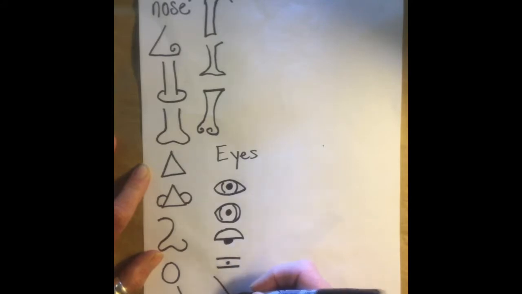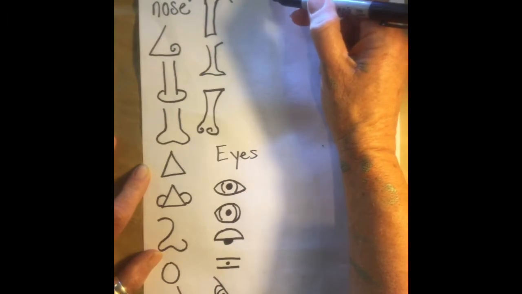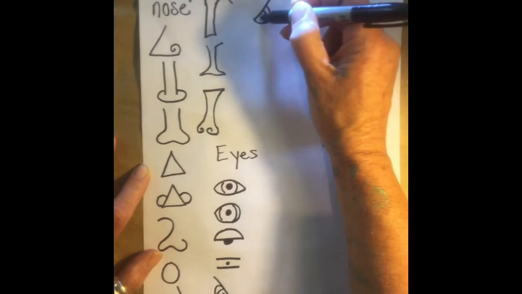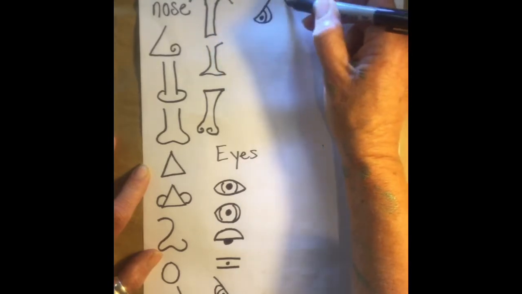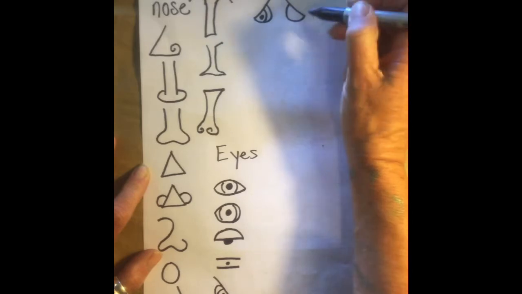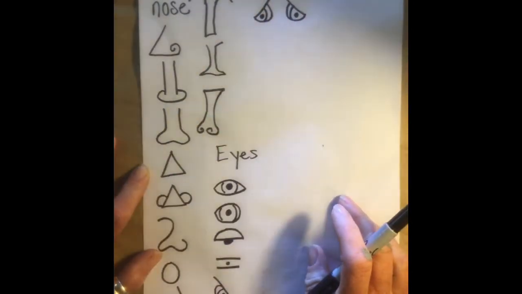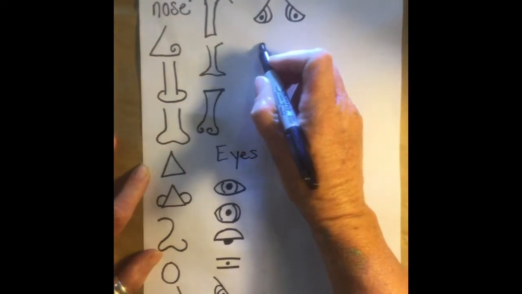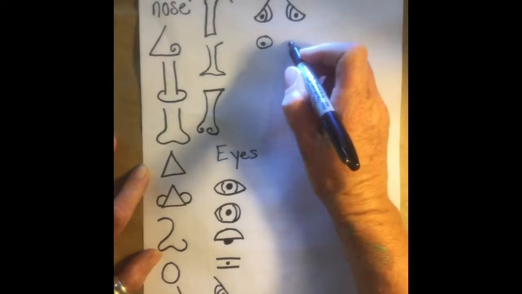You could do more expressive eyes, like it's maybe angry, or if we slanted it the other direction, you might have a sleepy, droopy eye. So depending on how you slant your eyebrows will tell you a lot about expression. Also, your eyes could even just be a simple dot and a circle.